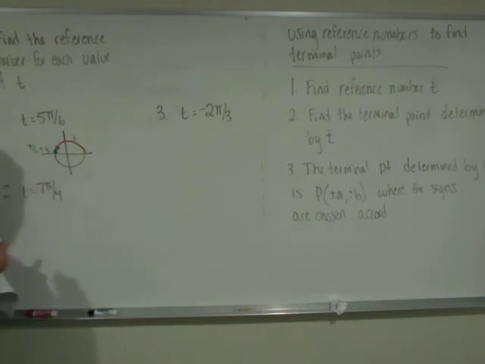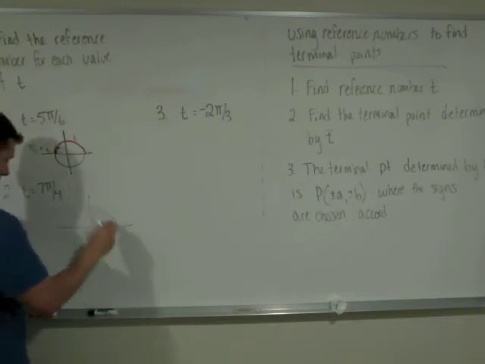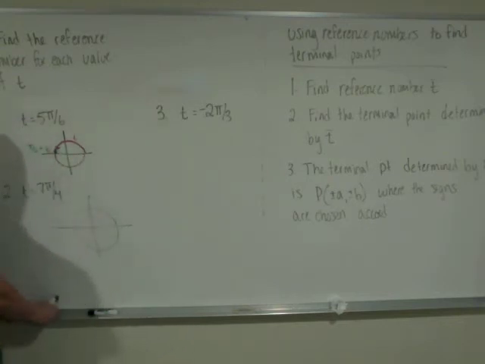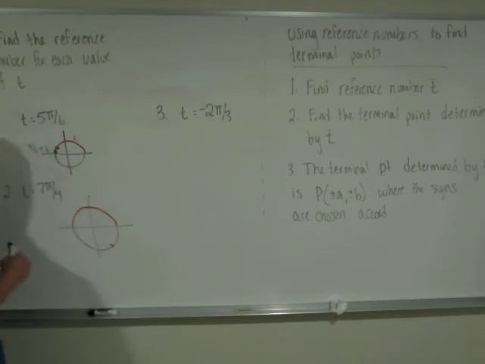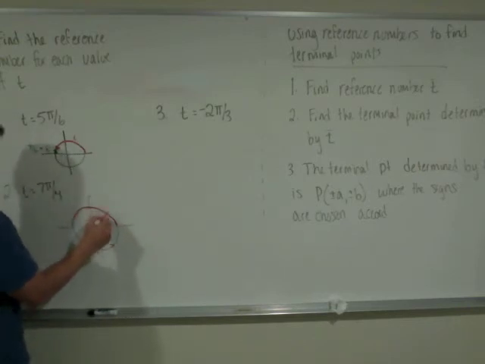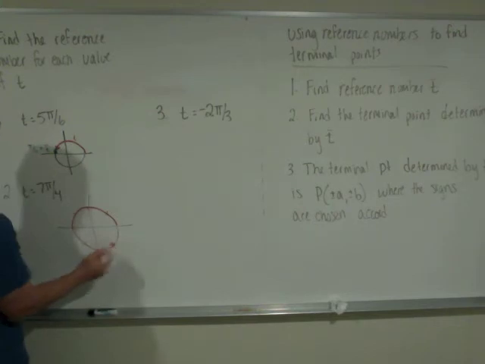Suppose I have 7 pi over 4. Again, I'm going to draw a small little unit circle. Where does 7 pi over 4 land? Well, it puts me over to this quadrant right here. Again, you can count by pi over 4s: 1, 2, 3, 4, 5, 6, 7, right? 7 pi over 4. Okay, that's the terminal point determined by this value of t.